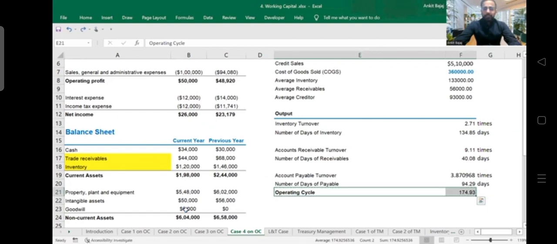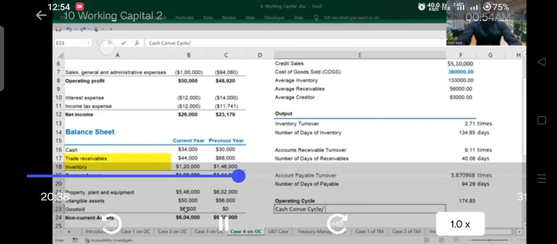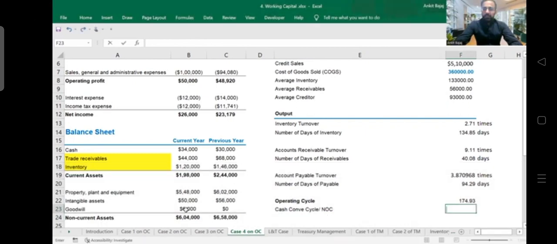We have already calculated. We have to calculate now cash conversion cycle, right? So if I want to calculate cash conversion cycle, net operating cycle, what is going to be the formula? We can take operating cycle directly, right? Operating cycle minus this number of days of payable, right? So here, if you see, the answer, cash conversion cycle is going to be 80.63. Right? This is the cash conversion cycle. Are you able to understand how we have calculated the answer? Is it okay? Yeah. So now we can do the next concept.